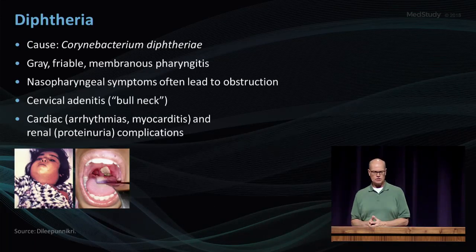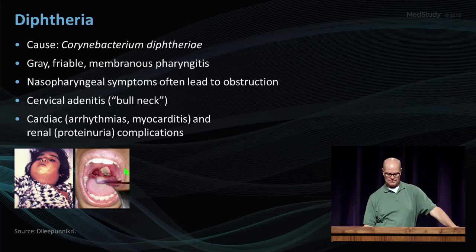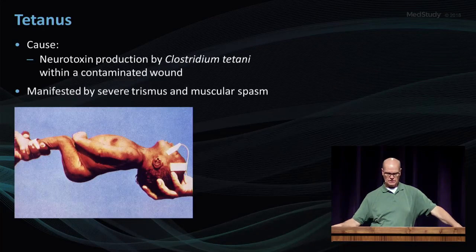Diphtheria causes a gray friable membranous pharyngitis, which is what to look for. Sometimes respiratory distress due to very significant cervical adenitis. And characteristically, this membrane can be peeled off. And then hopefully you'll never see tetanus, but this is what it might look like. As Dr. Bolton mentioned, a lot of these pictures are clearly old because thankfully the diseases are so rare at this point in time.